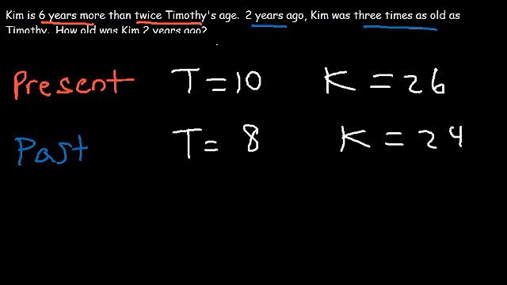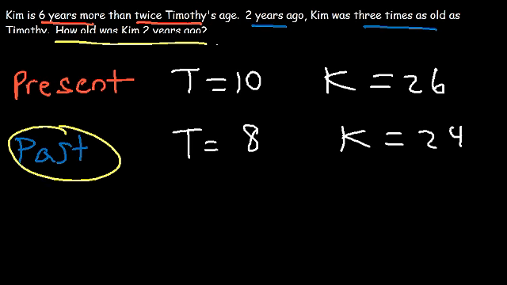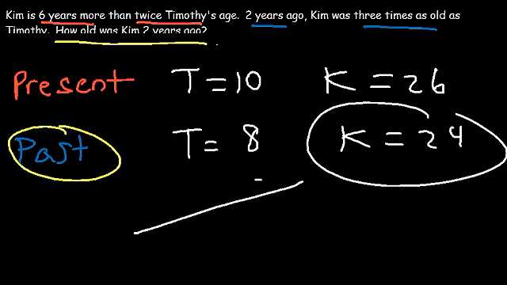Now what is the answer to the question? How old was Kim 2 years ago? Which of these 4 values is the answer that we're looking for? 2 years ago, that is the past, Kim was 24. So this is the answer to the question.